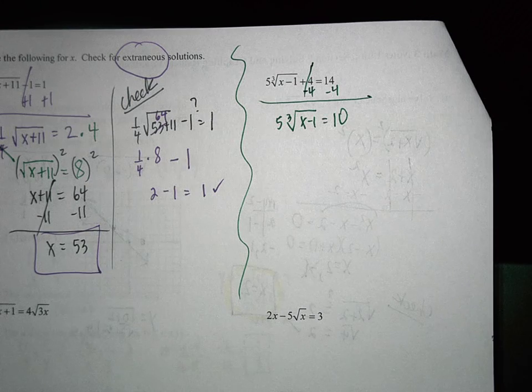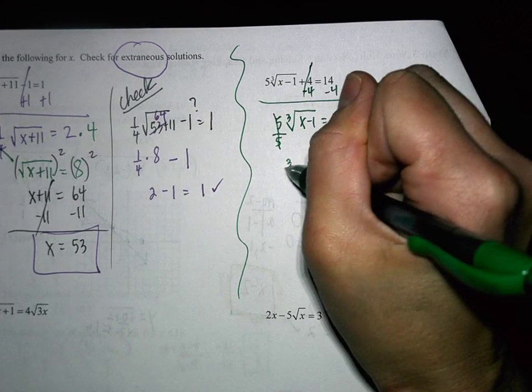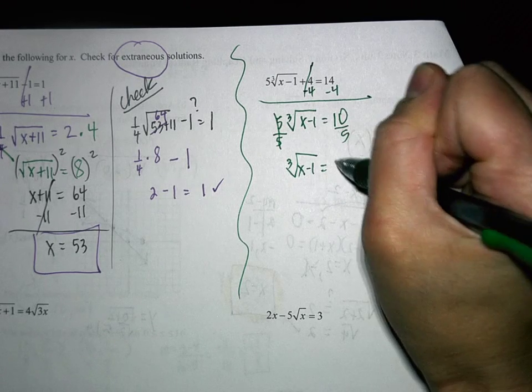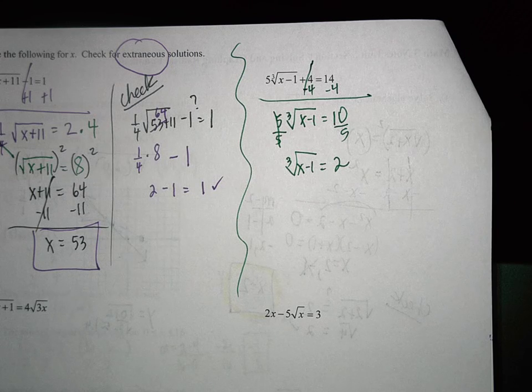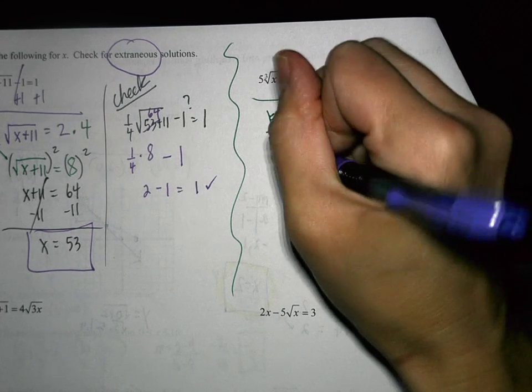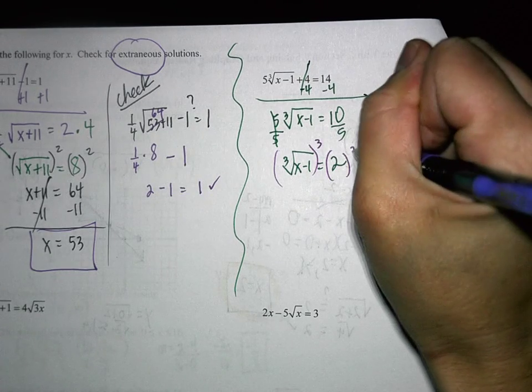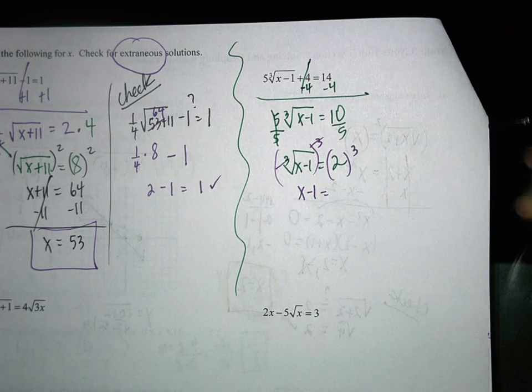Next step, what will I do? Ning. Perfect. Divide by 5 is correct. Cubed root of x minus 1 equals 2. Next step, what will you do, Taylor C? Very good. So since it's a cubed root, we have to cube both sides. So when you cube a cube root, it just becomes what's inside. And what is 2 cubed?